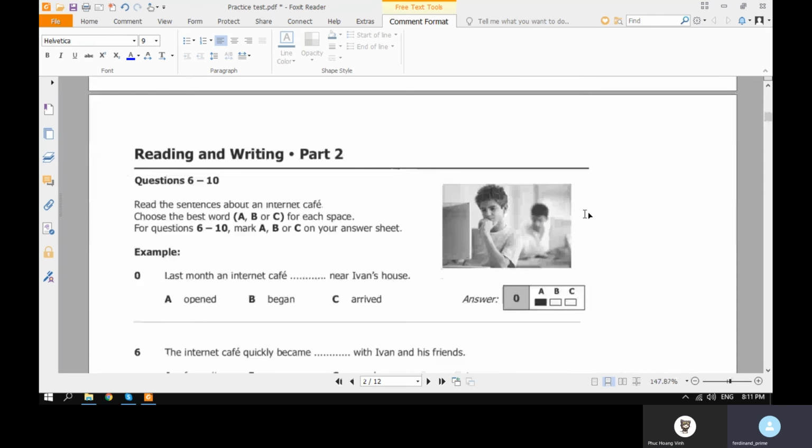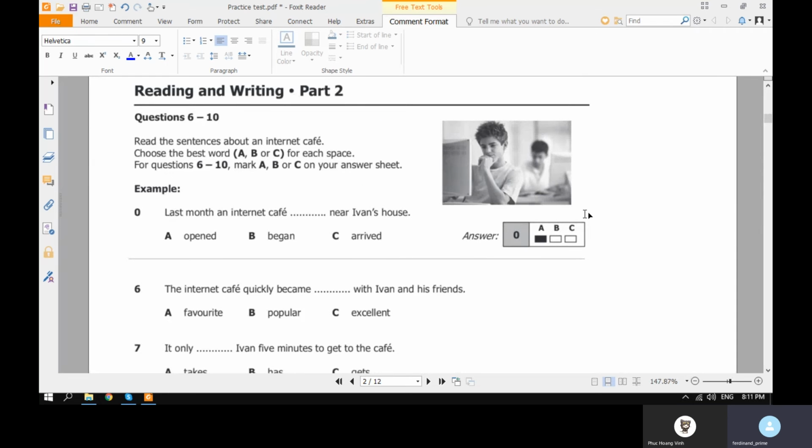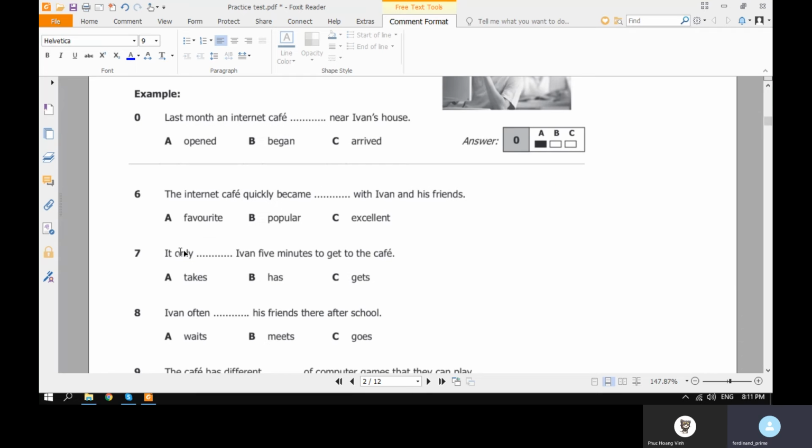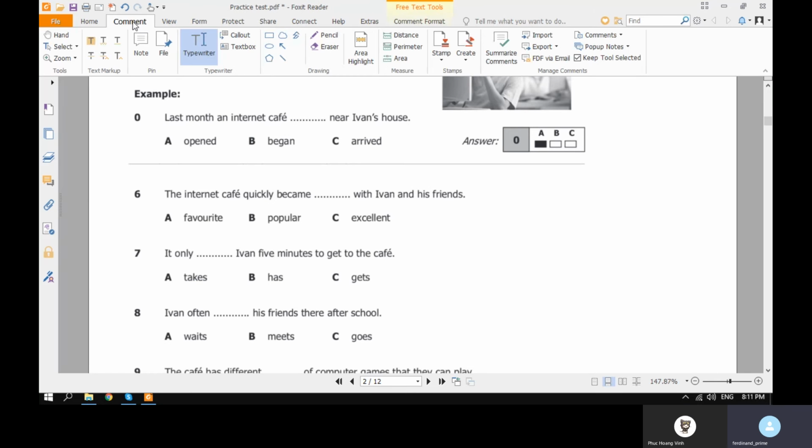So I want you to read the sentences about an internet cafe and choose the best word, okay, for each space. Okay, for example, last month an internet cafe opened near Ivan's house. Okay, so that would be A. And what about number 6? Can you read number 6? The internet cafe quickly became popular with Ivan and his friend. Okay, so your answer here is popular.